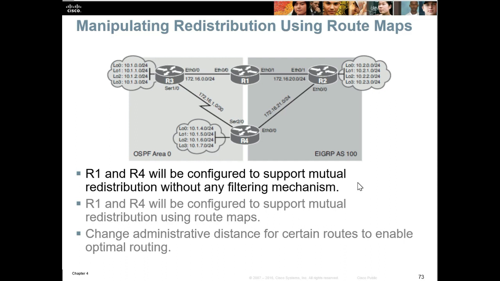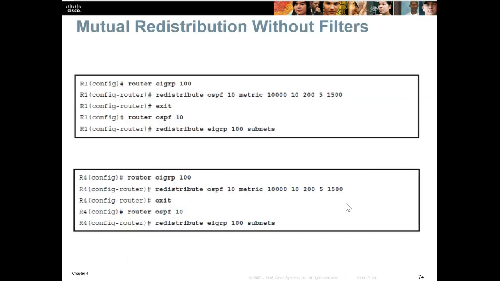Okay, so katalah tak ada route map, what happens? So this is the redistribute commands without having any filtering. Okay, so for router EIGRP, we want to redistribute OSPF, so we put the seed metric lah. Okay, for OSPF we want to redistribute EIGRP, the statement macam ni lah, redistribute the EIGRP AS number and subnets. Okay, sama juga dengan dekat router 4. Okay, so these are the two ASBR R1 and R4.